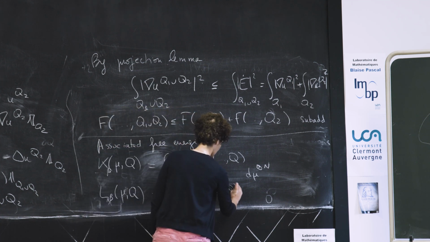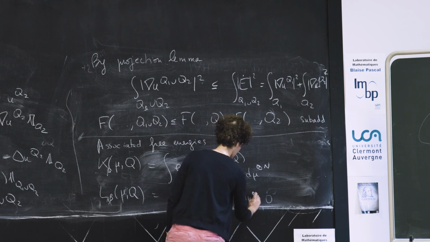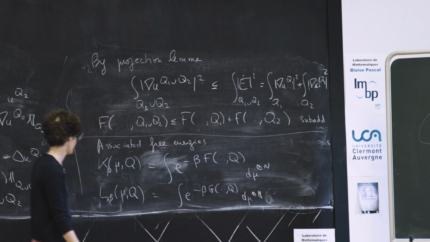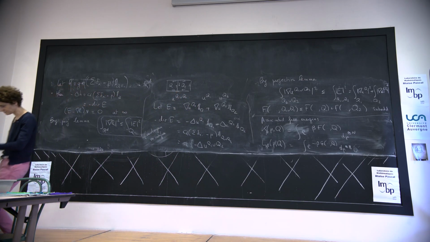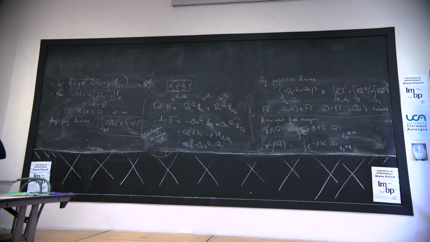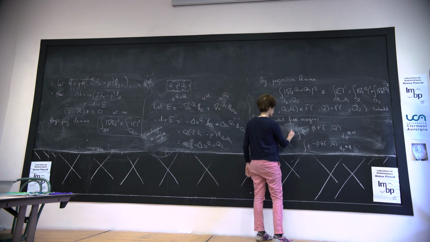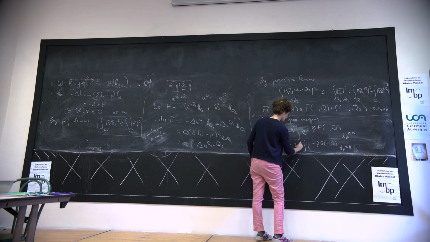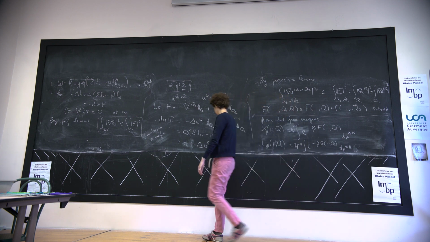So maybe there's a normalization factor. I should take a look. So this is all in chapter 7. Yeah, so there's an n to the minus n. In the same way, this is just to normalize the fact that this thing is not a probability.